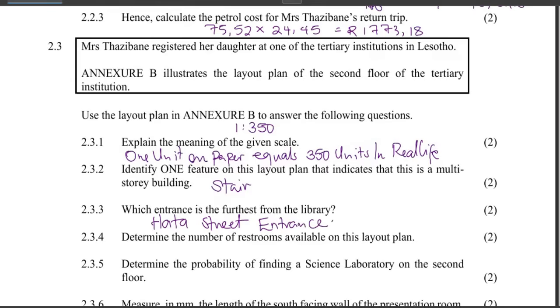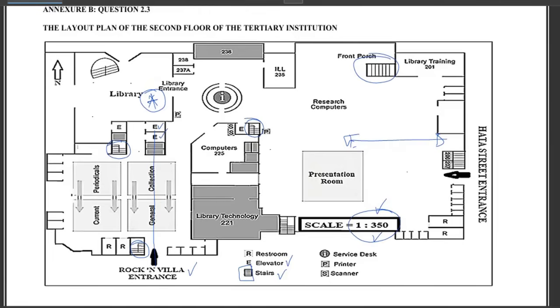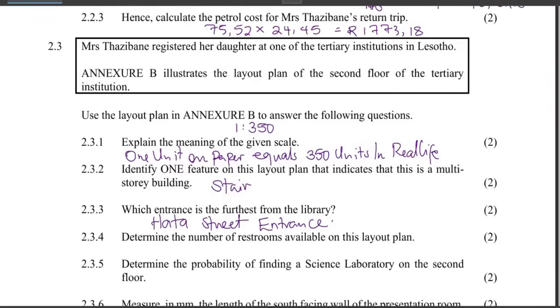Determine the number of restrooms available on the layout plan. Number of restrooms. We have R. Restrooms. So we have 1, 2. Any other R? 3, 4. Any other R? Do we have any R anywhere else? So we can conclude and we say there are 4 restrooms. Okay.